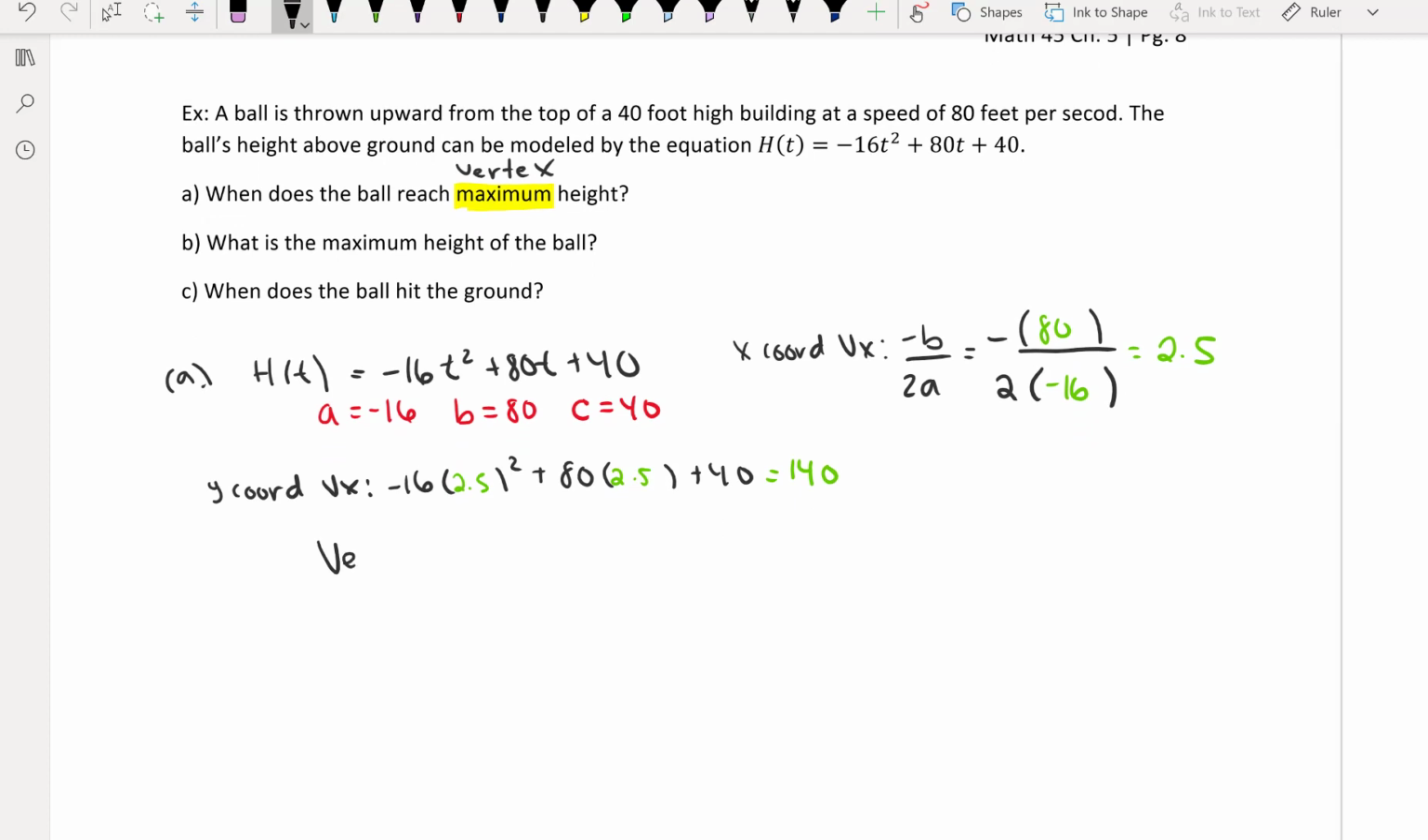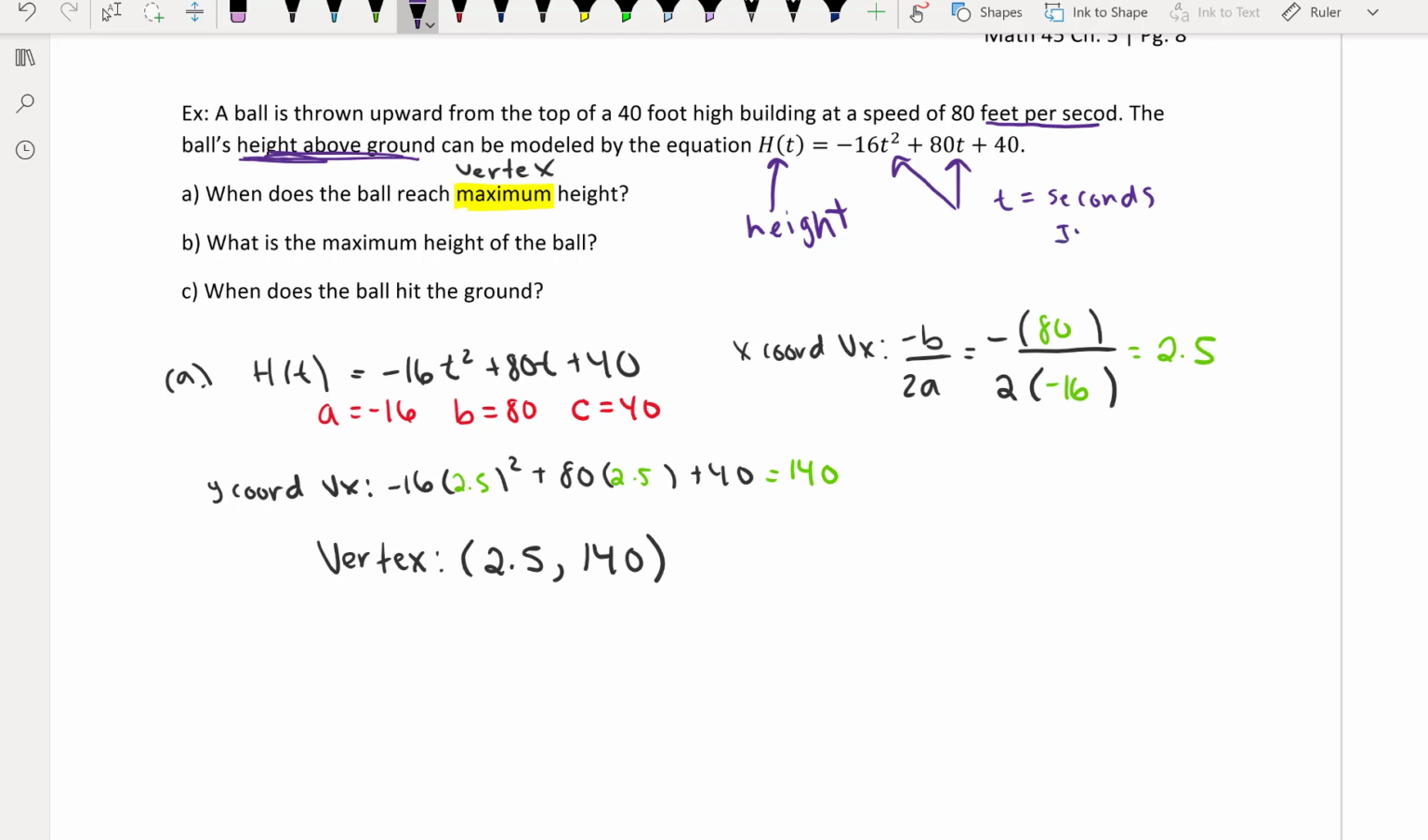So my vertex, I have it as (2.5, 140). So remember, you want to think about your input and your output of this equation. It says the ball's height above ground can be modeled by this equation. The fact that it says the height above ground, that's h. So that's my height. And it says it's feet per second. So t is going to be representing my seconds.